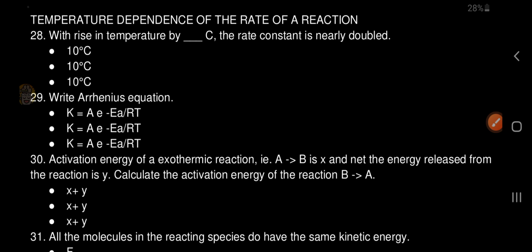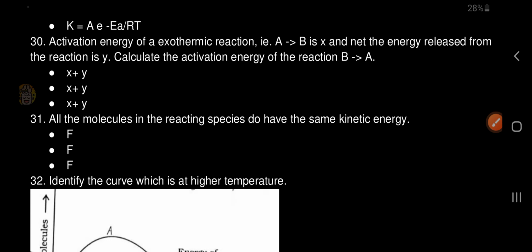Activation energy of an exothermic reaction, that is A gives B, is X and the net energy released from the reaction is Y. Calculate the activation energy for reaction B gives A. X plus Y. All the molecules in the reacting species do have the same kinetic energy.